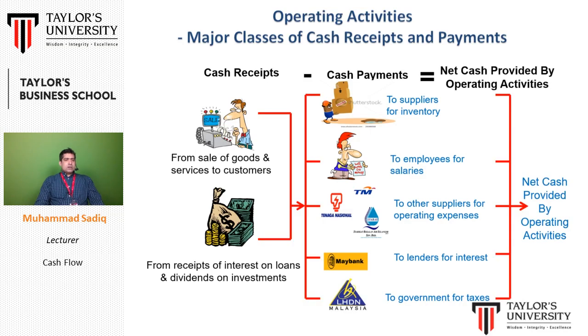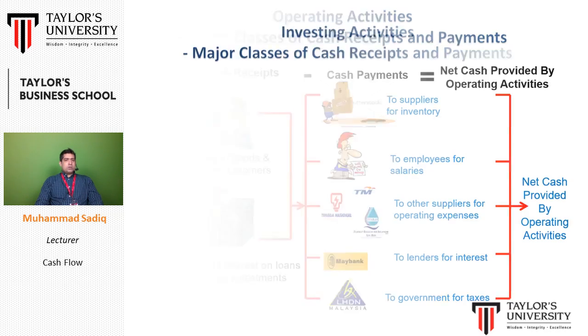And of course, we also pay interest to our banks. We also pay taxes to the government. So whatever the amount we pay, we have to record under the cash payments, and the cash will flow out from the operating activities in the cash flow statement. For example, if under the operating activities we receive cash of $1,000, and under the operating activities we pay $1,100, it means we will have net operating activities of negative $100. It means under the operating activities we will have a $100 negative outflow.